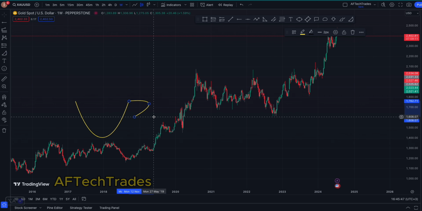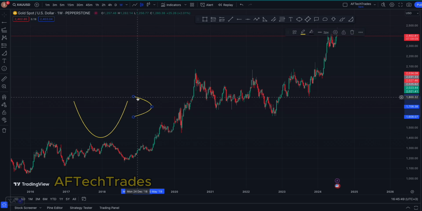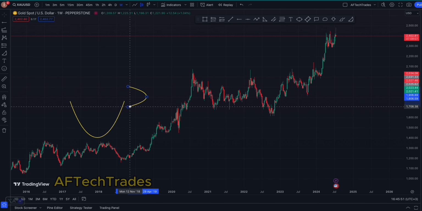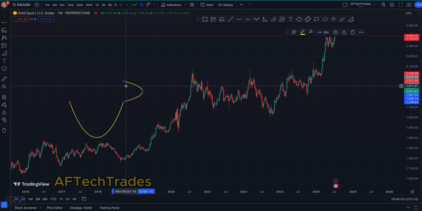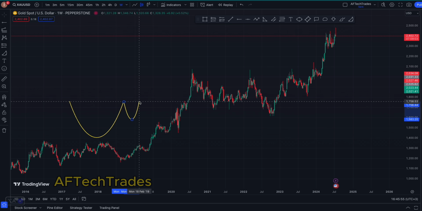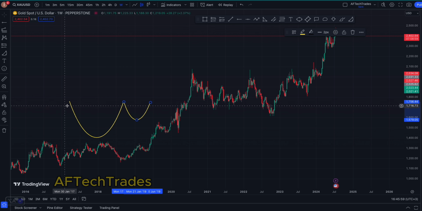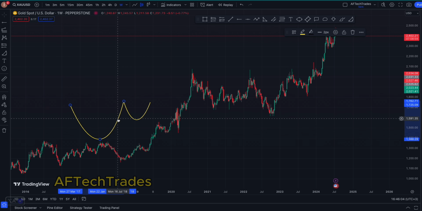Okay, I'll adjust it. So this is usually how the pattern looks. It could be this. This forms the cup, not in this perfect shape, but this forms the cup, and then this forms the handle. So I will show you how to identify this pattern.